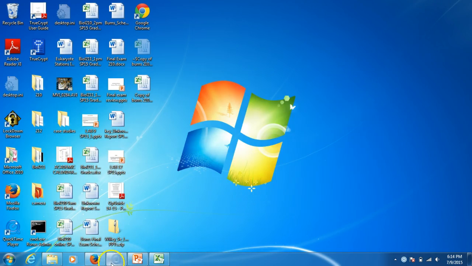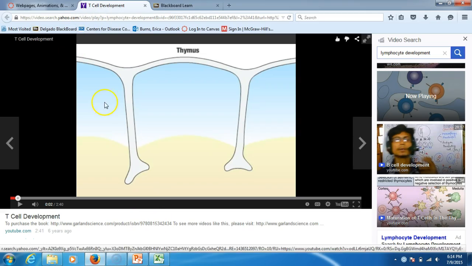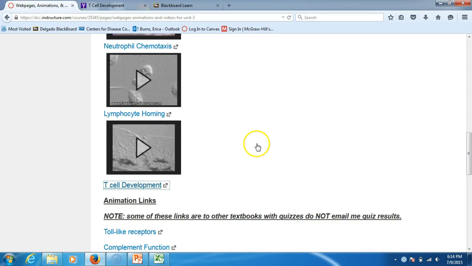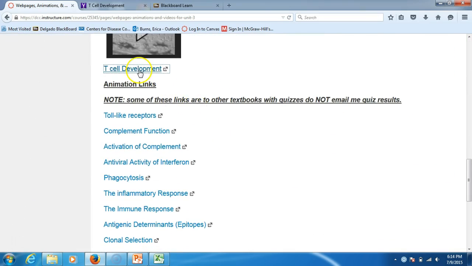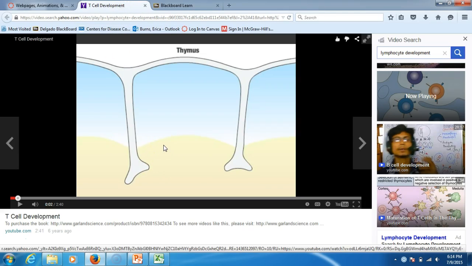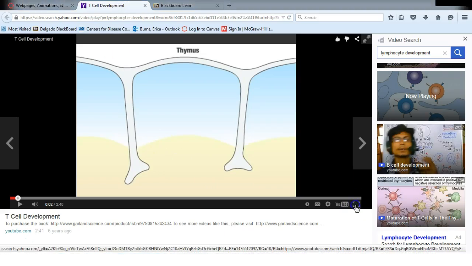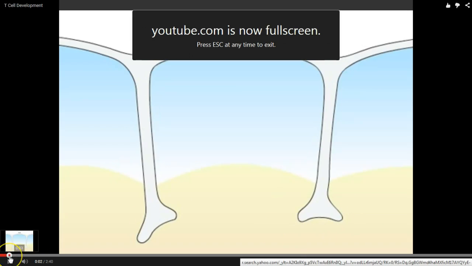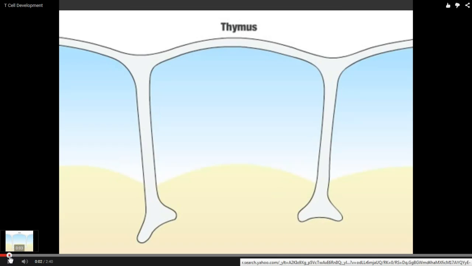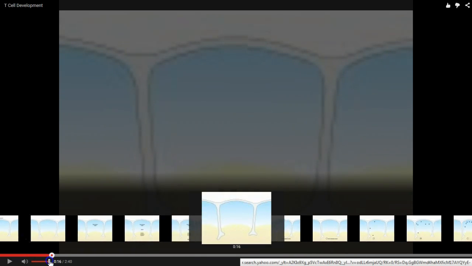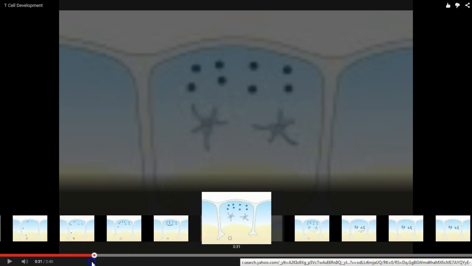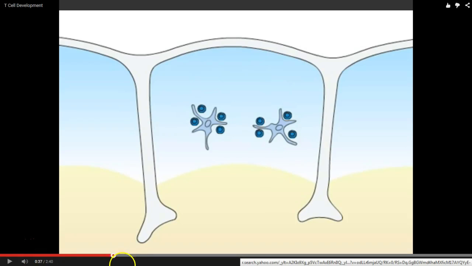So I have a link on our web pages, with animations and other materials for Unit 3. I have the link right here, T cell Development, which goes to this animation. I love this animation except for one thing. It doesn't label the MHCs that it was talking about. So I'm going to fast forward to the point where they start talking about that.